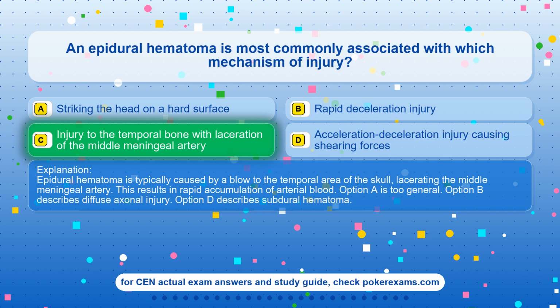Option A is too general. Option B describes diffuse axonal injury. Option D describes subdural hematoma.